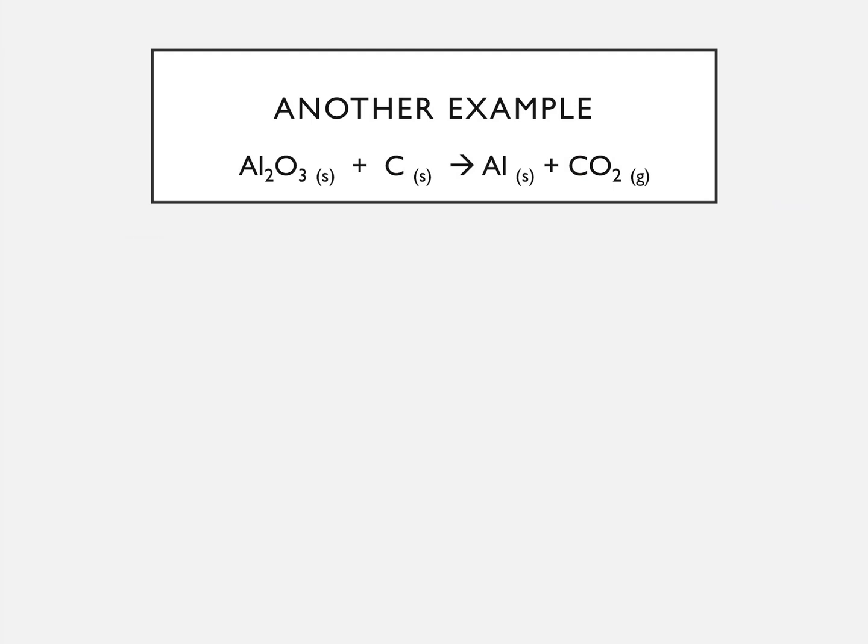Before we get there, if we look at this, we have aluminum, oxygen, and carbon. And we have aluminum, oxygen, and carbon on each side. And so I would go through and figure out how many you have of each. So we have 2 aluminums and 3 oxygens and 1 carbon on the left, and we have 1 aluminum and 2 oxygens and 1 carbon on the right. So we're not balanced. The only thing that's balanced is the carbons, but nothing else is balanced, so our reaction is not balanced.